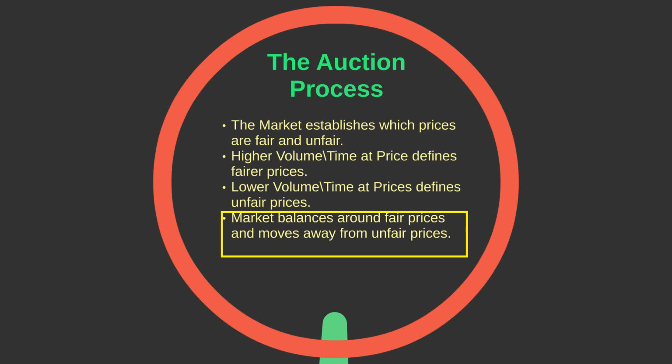when the market spends less time there and transacts lower volume there. So the lower volume, again, just to recap, lower volume and where the market spends less time is the unfair prices. Where the market spends more time and trades more volume is the fairer prices. Now, the market balances around fairer prices and it moves away from the unfair prices. Keep that in mind.